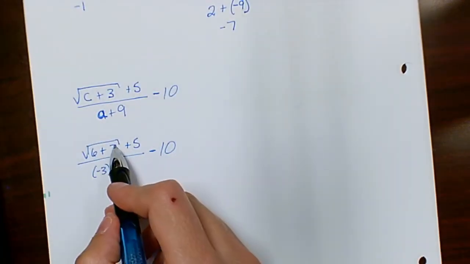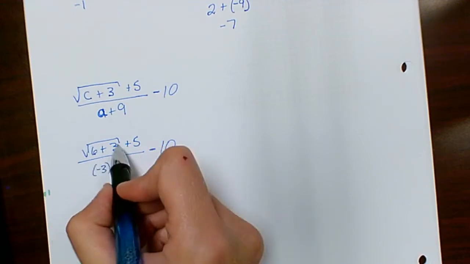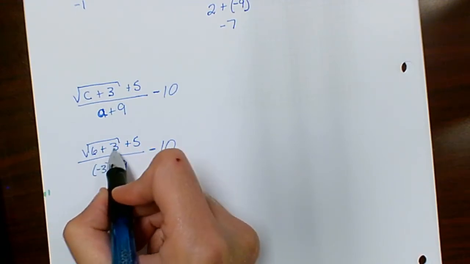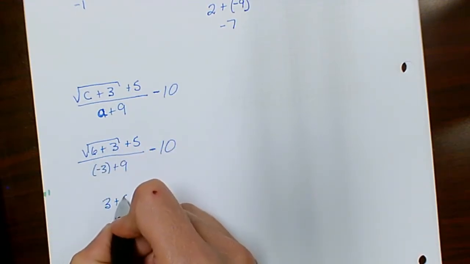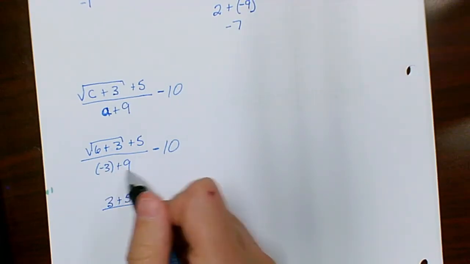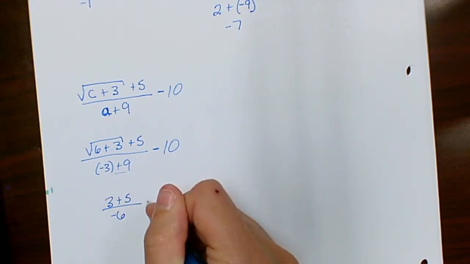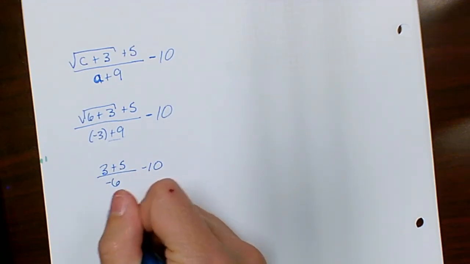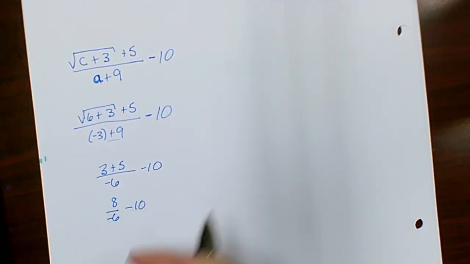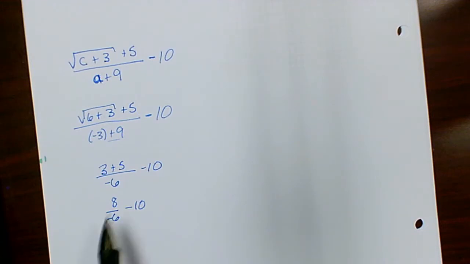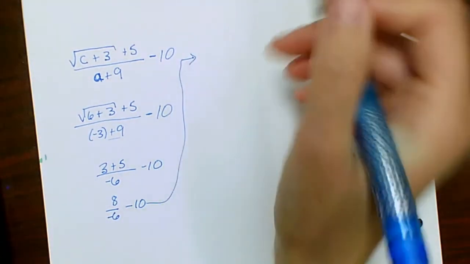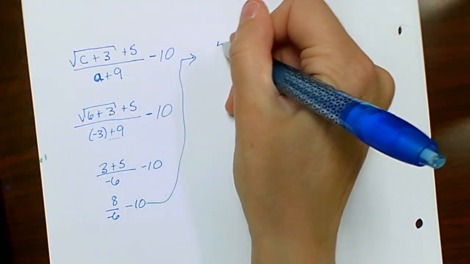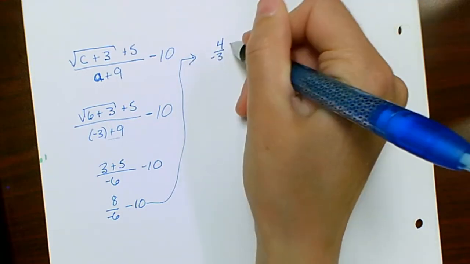So 6, 7, 8, 9, so this will be 9. Square root of 9 is 3. And then we will have negative 6 here. 5, 6, 7, 8, so that's 8 over negative 6, minus 10. This 8/6, we can reduce that down to 4 over negative 3.